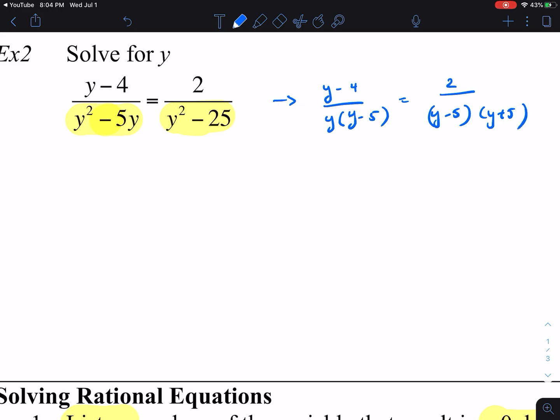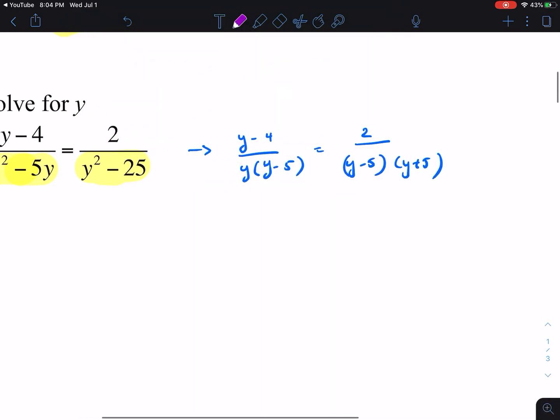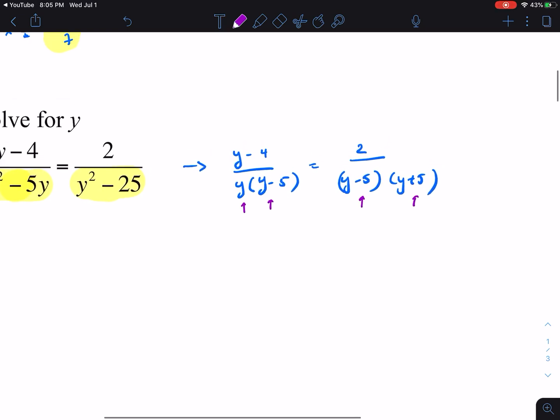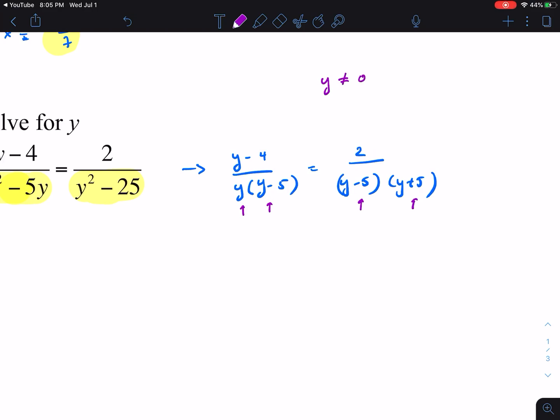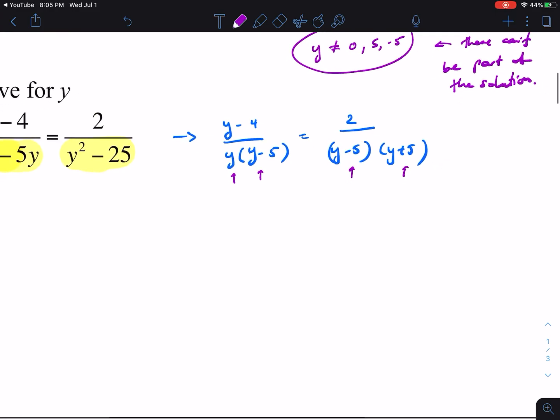By factoring the denominators, we see the values that make the denominator equal 0: for this one, we have 0 and 5. For this one, we have 5 and negative 5. So y cannot equal 0, 5, and negative 5. These are the omitted values. These can't be part of the solution. That's just something we keep in mind, so that if we happen to get one of these values as part of the process of solving this equation, we can make a note: wait a second, this is undefined at these values, so this equation doesn't have that solution. So let's go ahead and solve this.